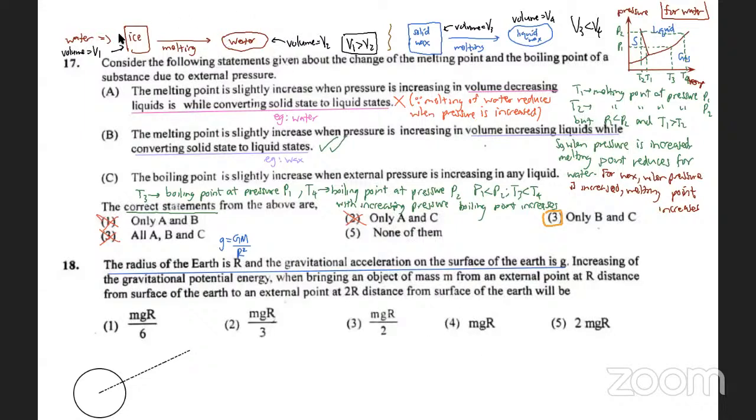Now they are taking the object from this point to this point again. I'll take this as point A. I'll take this as point B, because they are saying r distance from the surface of Earth. The first point is r distance from the surface of Earth. The second point is 2r distance from the surface of Earth.